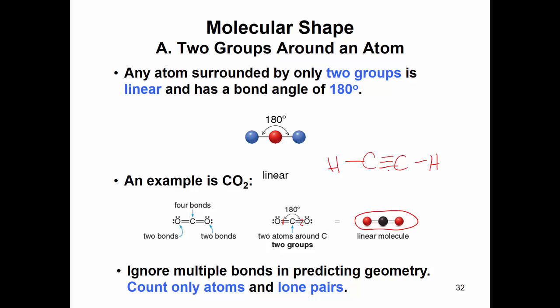If you look at this, it's called acetylene. This is a triple bond. If we look at this carbon, we have one group, and then we have two groups. If we're looking at this carbon, or we could look at that one, it doesn't matter. We have one group, two groups, so this is also linear. So that is its molecular shape.